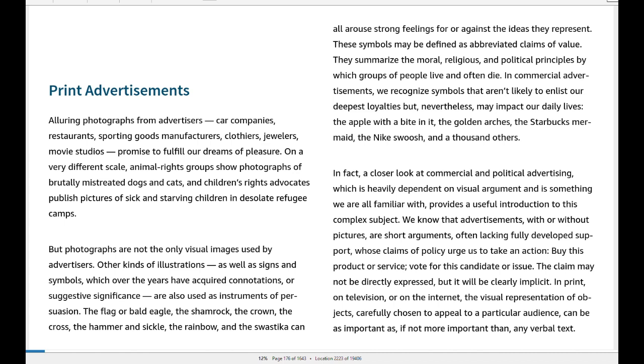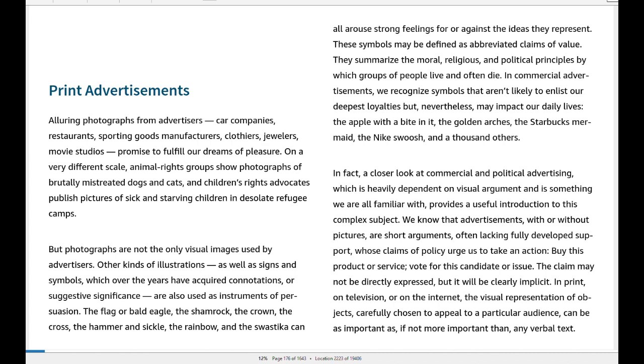In fact, a closer look at commercial and political advertising, which is heavily dependent on visual argument and is something we are all familiar with, provides a useful introduction to this complex subject. We know that advertisements, with or without pictures, are short arguments, often lacking fully developed support, whose claims of policy urge us to take an action. Buy this product or service, vote for this candidate or issue. The claim may not be directly expressed, but it will be clearly implicit.